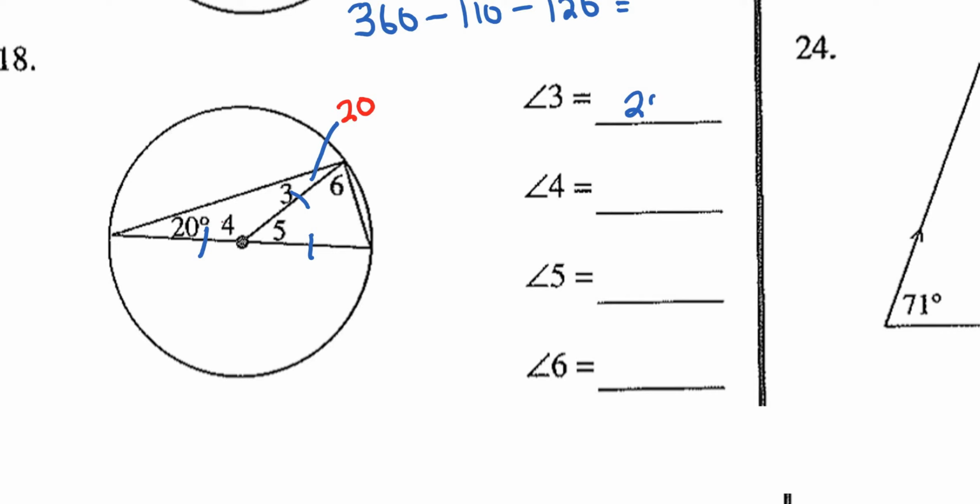Once you know angle number three, you should be able to find angle number four because angles in a triangle add up to 180 degrees. So 180 minus 20 minus 20 is going to give you 140. So that's going to be 140 right there. And then for angle number five, we can find that angle right away because it's angles on a line. We know angles on a line add up to 180 degrees, so angle five has to be 40 degrees. So 140 plus 40 is going to be 180 degrees.